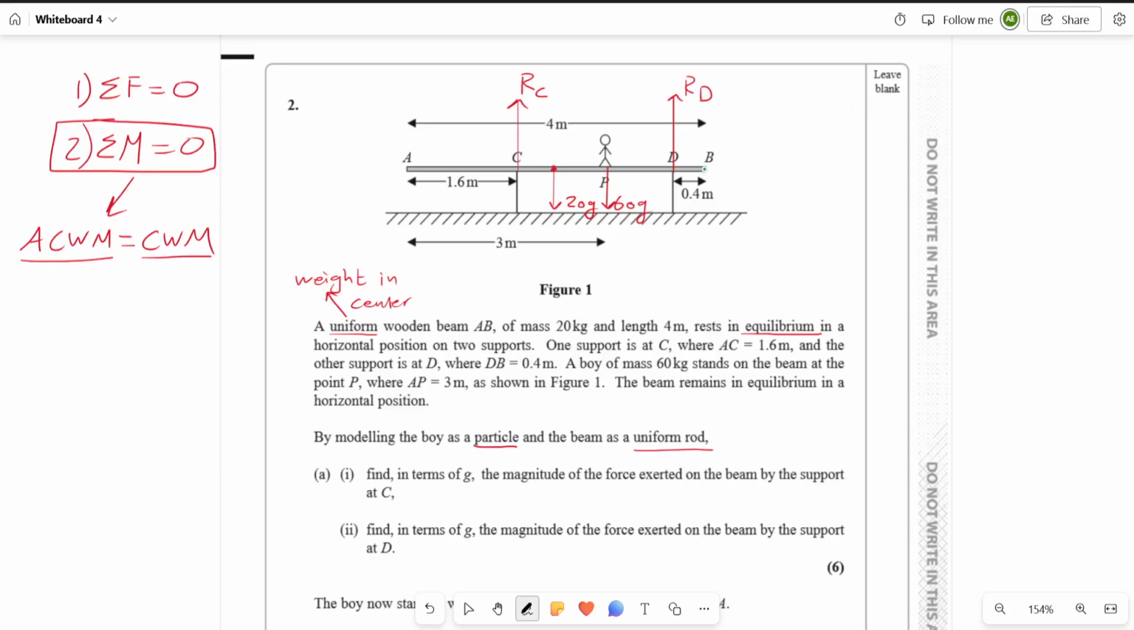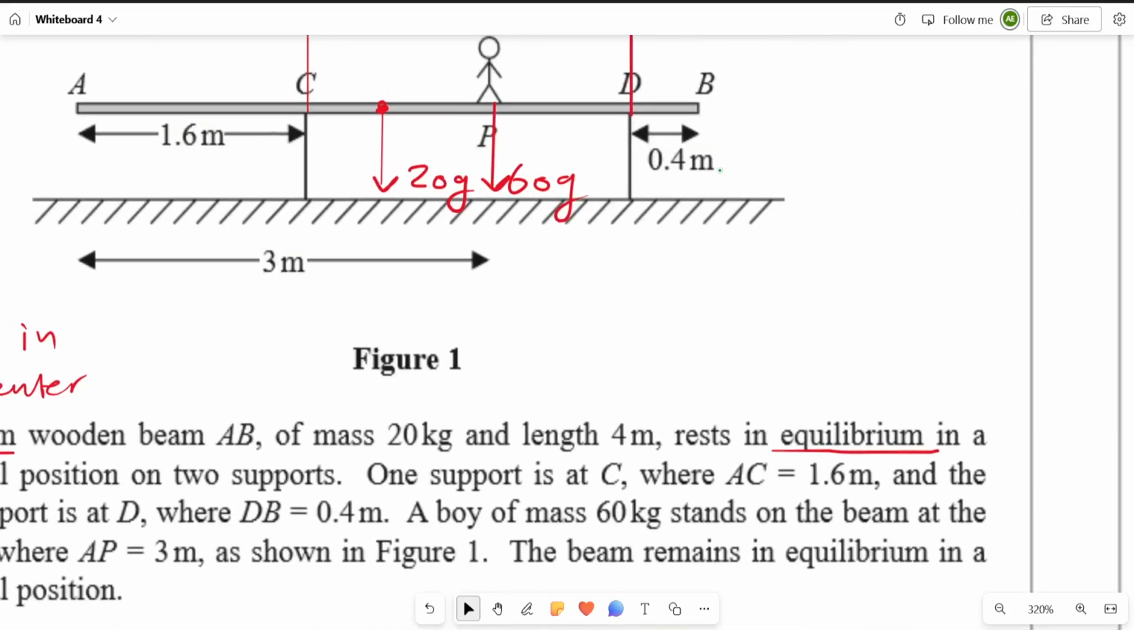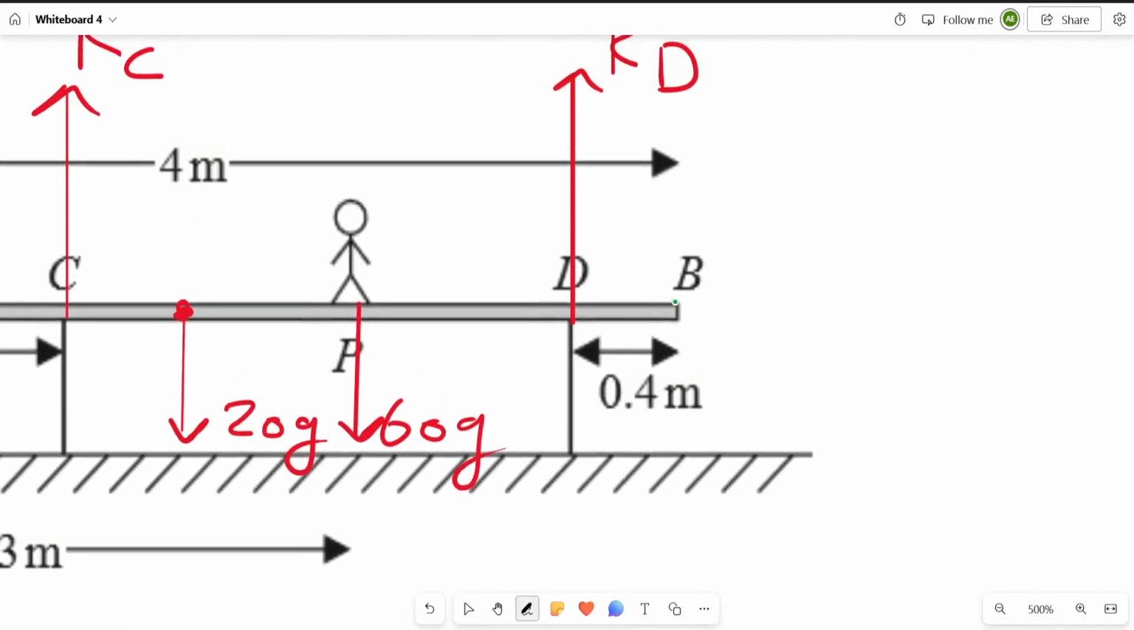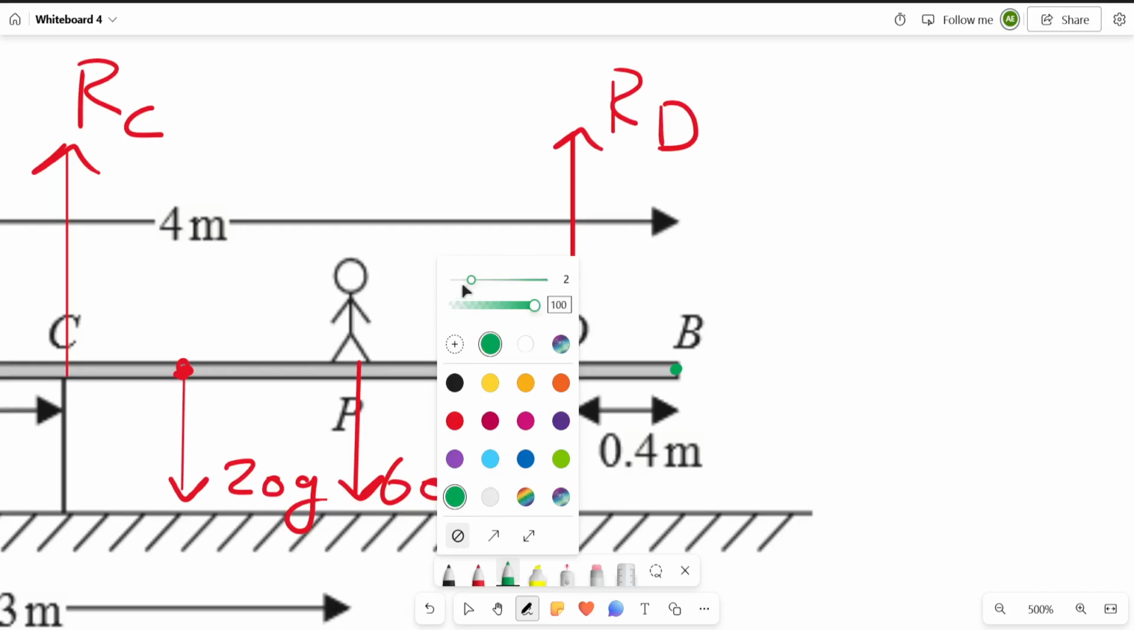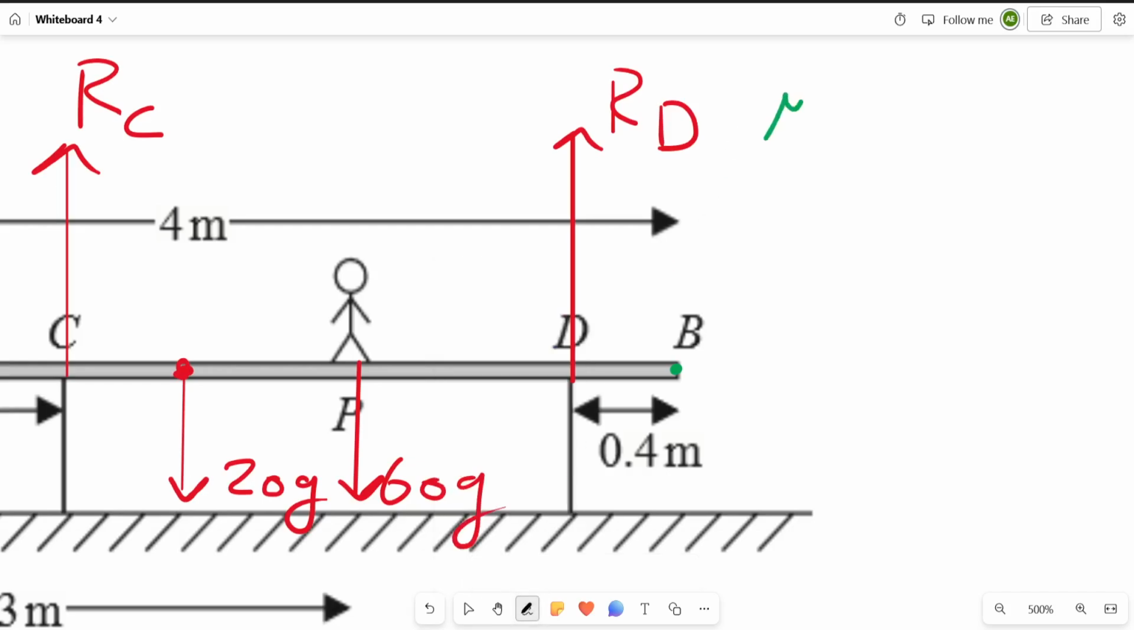Let's zoom in. Let's say I'm going to take my point as point B over here. So what is the moment due to force RD? Super easy. You're going to tell me that the moment equals the force, which is RD, multiplied by the perpendicular distance, which is 0.4. I'll tell you yes, that's correct.